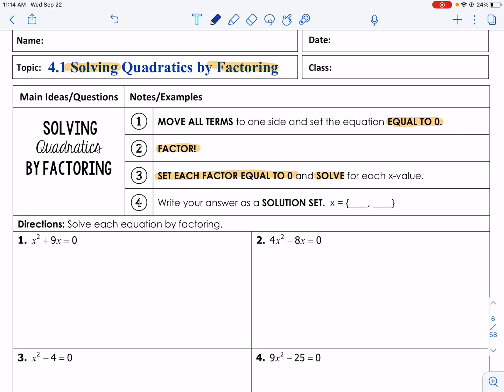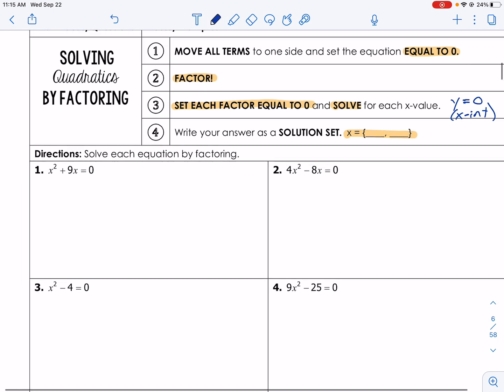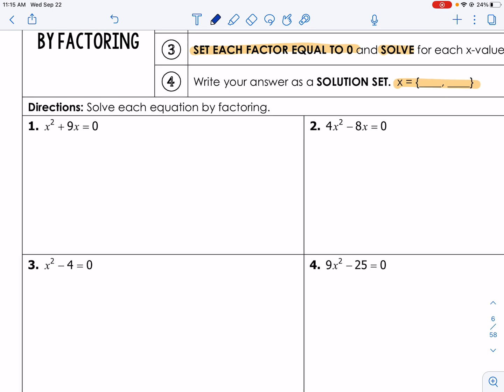We want to set it equal to 0 because when it's equal to 0, that's where y equals 0. And remember, we're solving for the x-intercepts, which is where y equals 0. And then we write it in our solution set using brackets. We'll do 2 or 3 here. Look at 1.